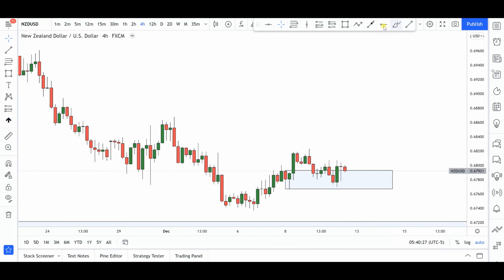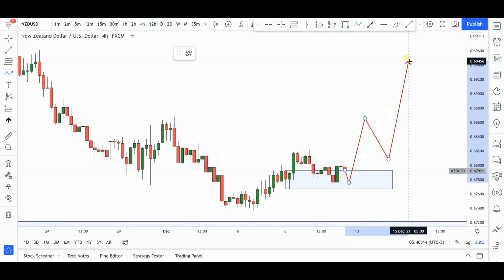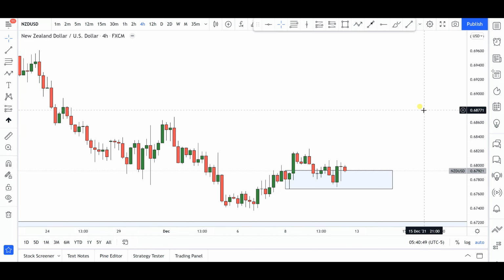So for next week, I would not be surprised if the market gives me a nice push to the upside. What I would love to see personally is for price to take off these highs that we have in this resistance area. If price gives me a nice push above this area, then upon pullbacks, I'll be looking for demand zones that form on the smaller time frames for further continuations to the upside. All right, that is pretty much my game plan for New Zealand US dollar.